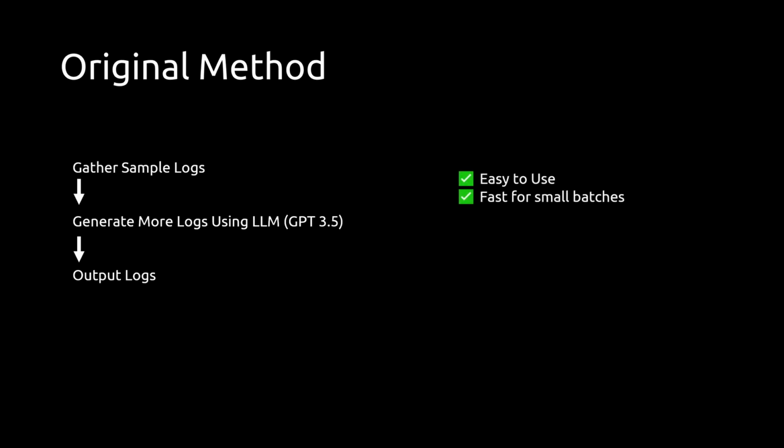Initially, when we started, the original method was to gather a set of sample logs and then just leverage the LLM to generate more logs off of that sample set and output that to wherever we need. This method is fairly easy. It's fast for small batches, but it uses a lot of tokens when it's generating. It tends to be inconsistent with the log format and the time format, especially when it gets to using a lot of the tokens for contextual information, and then the large batches tend to be much slower.